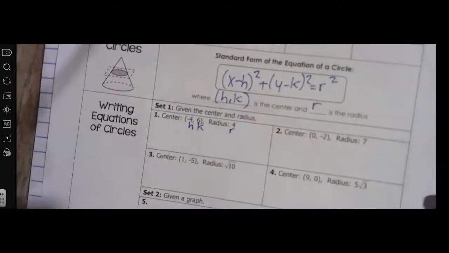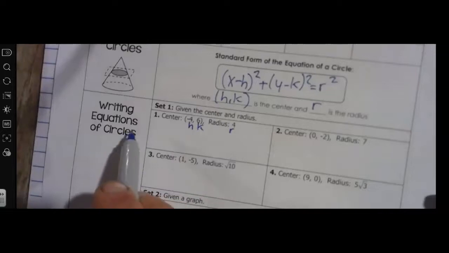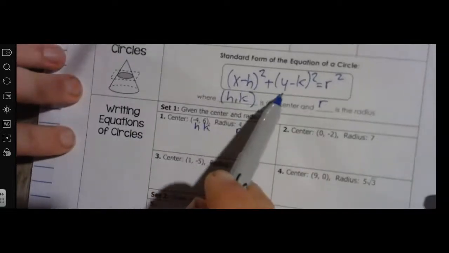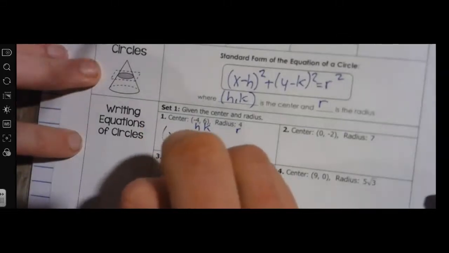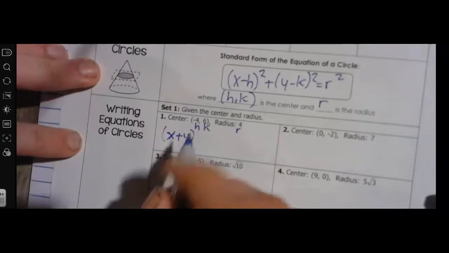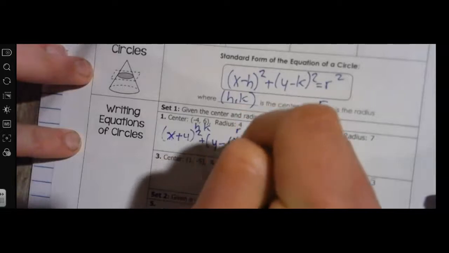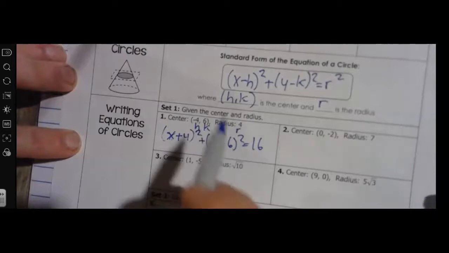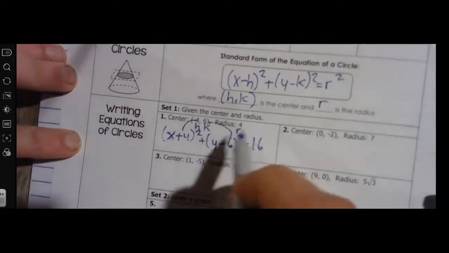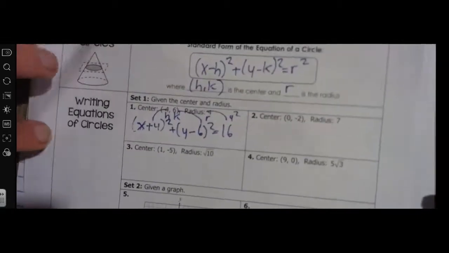So for instance, for number 1, we're given the center and the radius. Here's the center, here's the radius, so that's h, that's k, and that's r. And then we just write the equation. They want us to write the equation of the circle. So we're going to use this formula using these numbers. We're going to get x plus 4, be careful, x minus a negative 4 becomes a plus 4, (x plus 4) squared plus (y minus 6) squared is equal to 16, because 4 squared is 16. Negative 4 comes down here, the 6 comes down here, and the 4 squared comes down here.